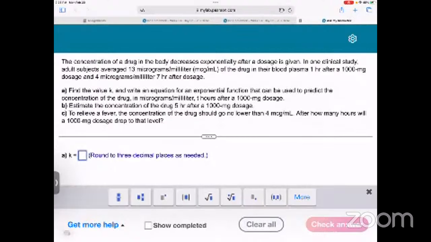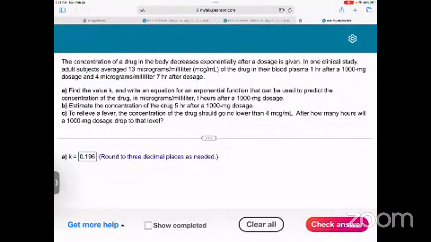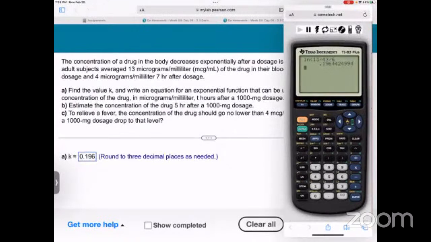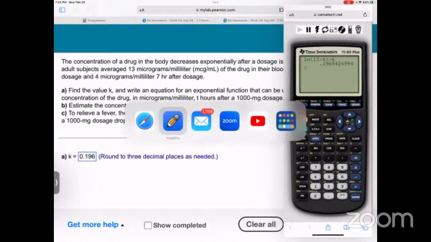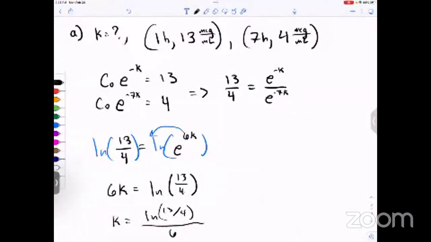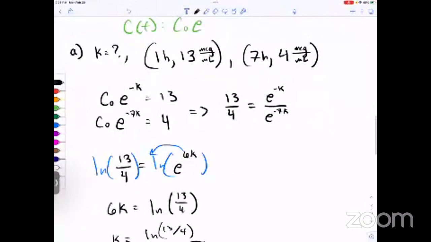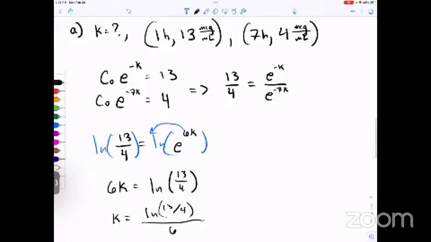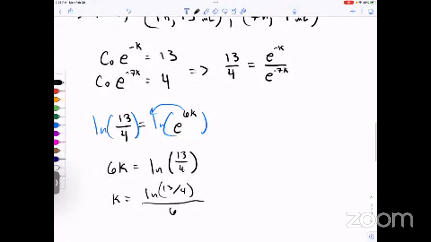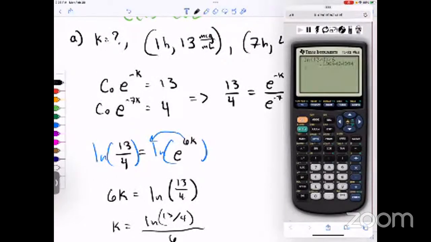Okay. Let's see. Okay, let's go back. Log of 13 over 4. Okay. Let me see. You subtract those, -1, we say that's going to be 7 minus 1 is a 6, 6K, right? Take the log. Did I put my log in there? Log of 13 over 4 divided by 6. Hey, Professor, where'd you get 6 from?